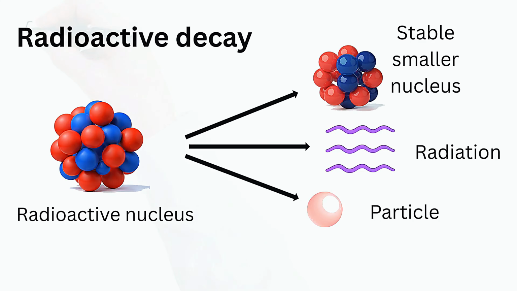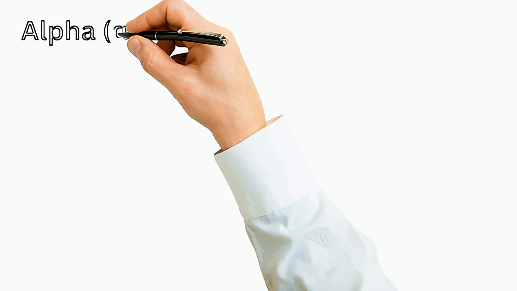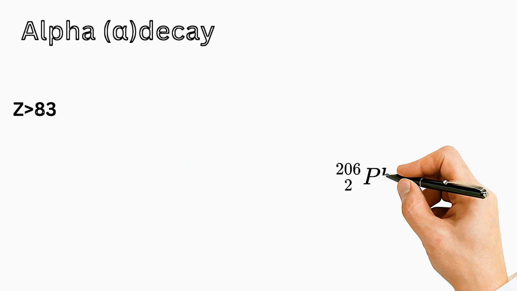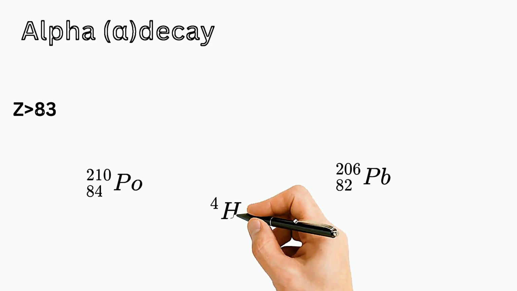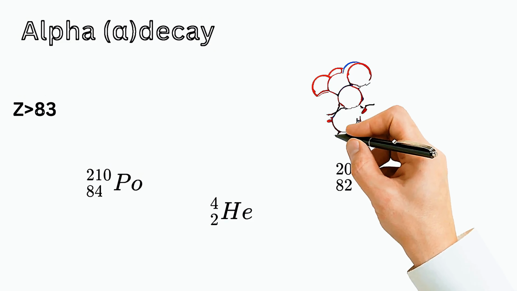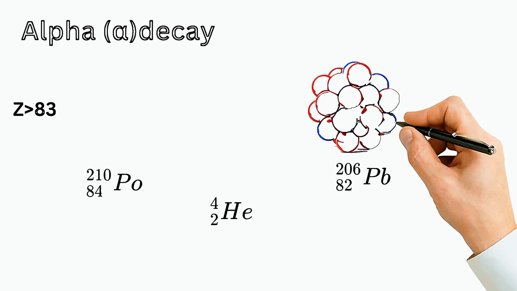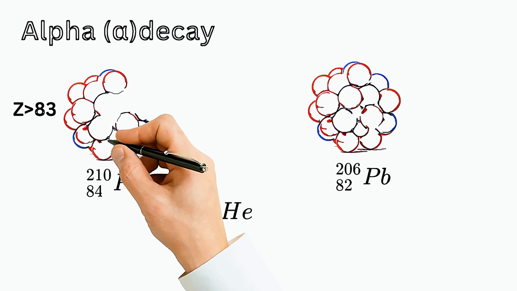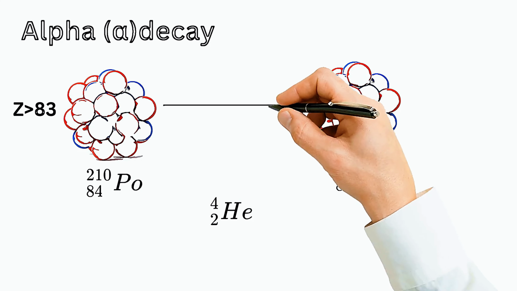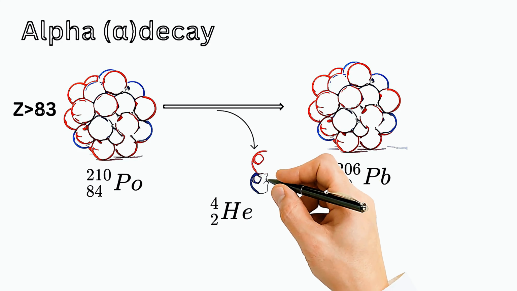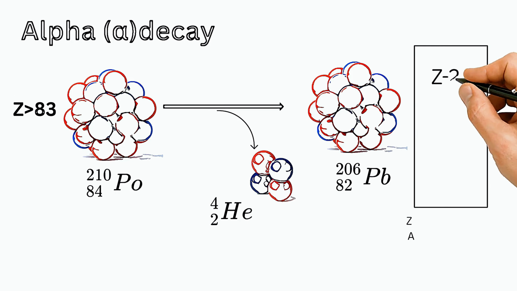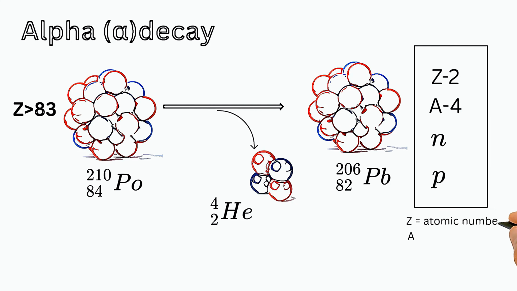First, alpha decay. In alpha decay, the nucleus emits an alpha particle, the nucleus of a helium-4 atom with 2 protons and 2 neutrons. This usually happens in heavy nuclei with an atomic number greater than 83. For example, polonium-210 undergoes alpha decay to form lead-206. Polonium-210 emits an alpha particle and becomes lead-206.